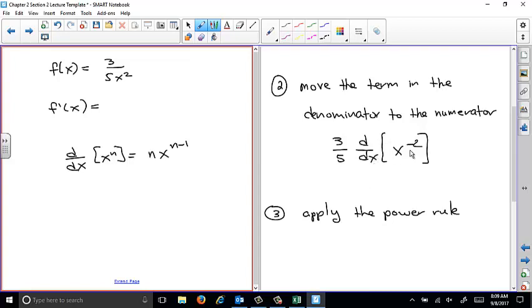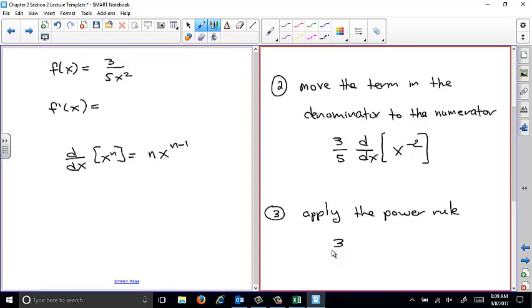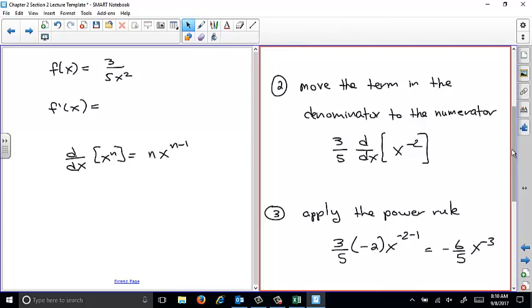So the derivative of x to the minus 2 is going to be negative 2. So I'll put my constant here. I'll put negative 2 in parentheses times x to the n minus 1, which I'll then go ahead and multiply out the constant. So I'll get negative 6/5 times x to the minus 3 power. So that's where you do the differentiation, when you have it written in the form of x to the n. And then you don't leave it as that.